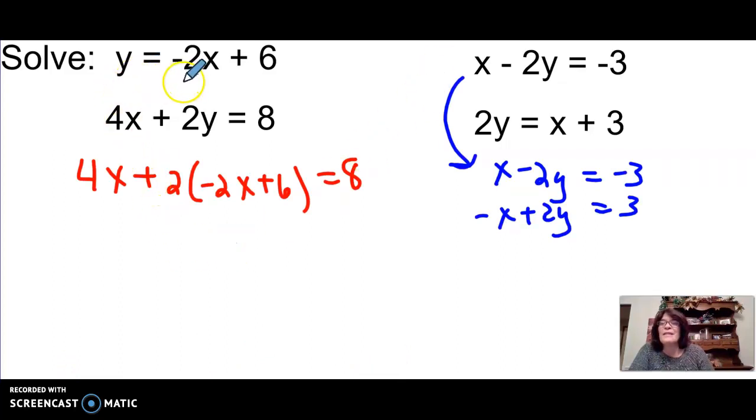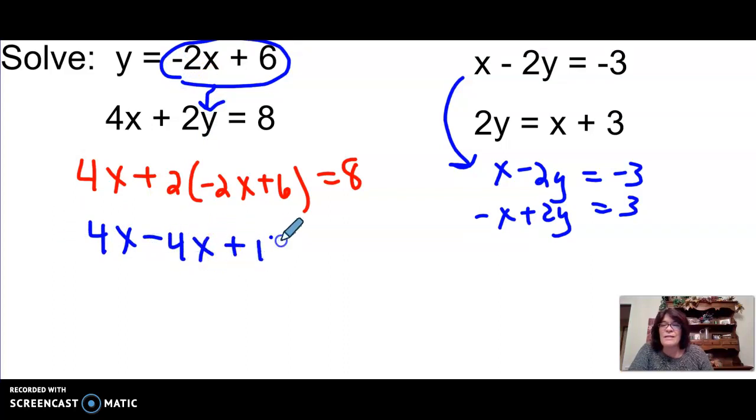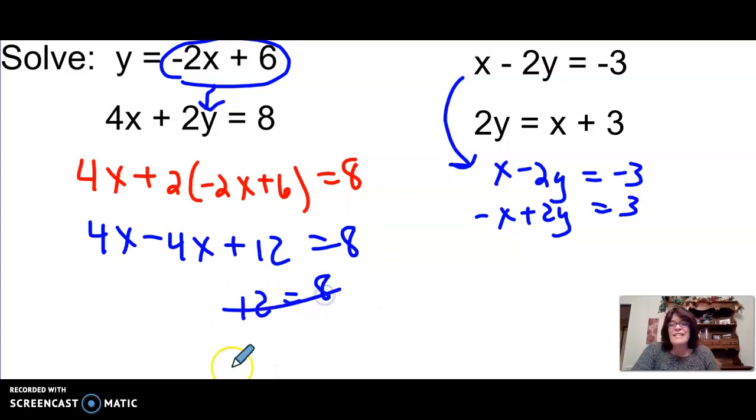Okay, so hopefully you used substitution for the first one and just stuck the -2x plus 6 in here. But interestingly enough, what happened here, guys? The x's canceled, right? We have 12 equals 8. 12 doesn't equal 8 in my book. So no solution.